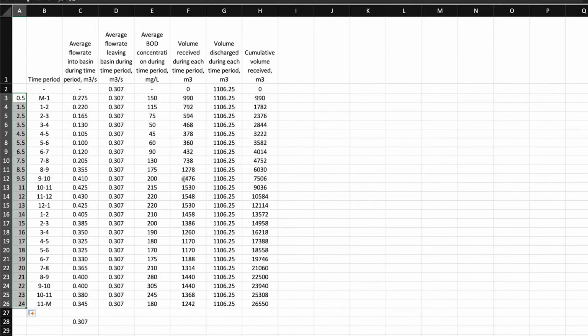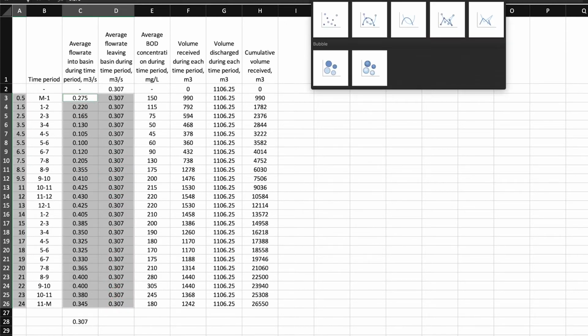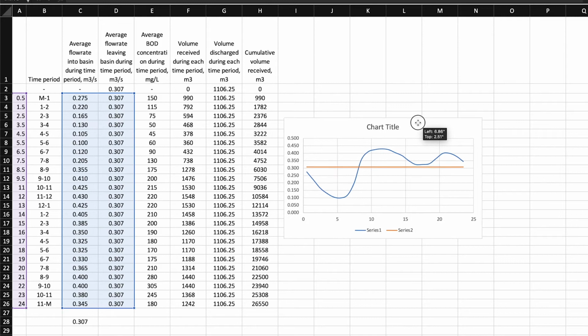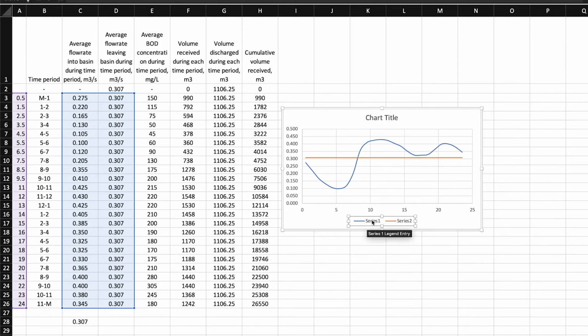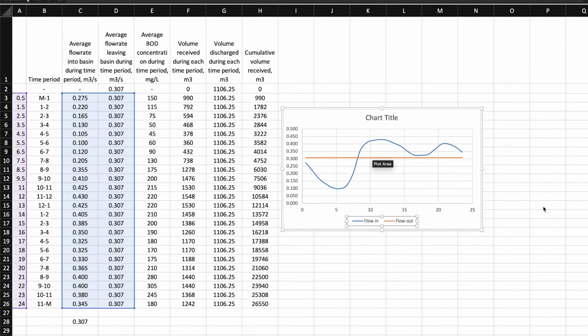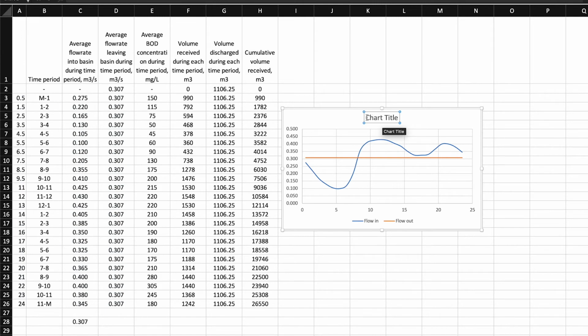We'll use the 24-hour scale, meaning that from midnight to 1 a.m., we'll just put 0.5. From 1 to 2 a.m., we'll do 1.5, etc. All right, and then we can select the average flow rate coming into and leaving the basin, as well as those hours of the day, and plot them as you can see here. We can label those lines to be flow rate coming in and flow rate leaving, or flow rate out. So you can see the fluctuating flow rate coming in, and you can see the constant flow rate leaving the basin.